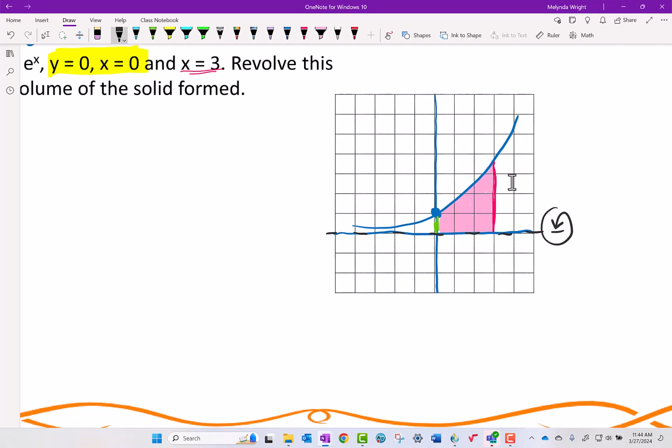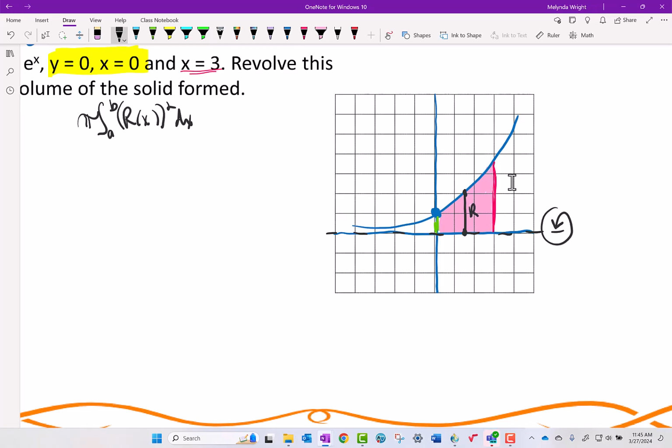Okay, so our job is going to be to find, our formula is, I'll just write this up here, pi integral a to b of big R of x squared dx. That's our formula. So I need to figure out what R of x would be. It doesn't matter where I draw my representative, I'm just going to do a cross section. I'm going to go from here to here. I can draw it anywhere inside the pink area, anywhere. I'm just picking that place randomly. This is my R.